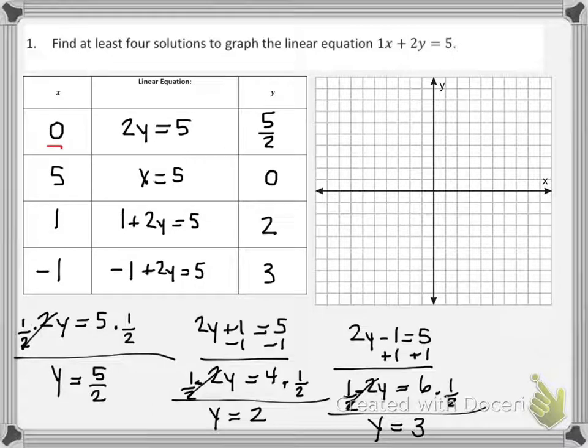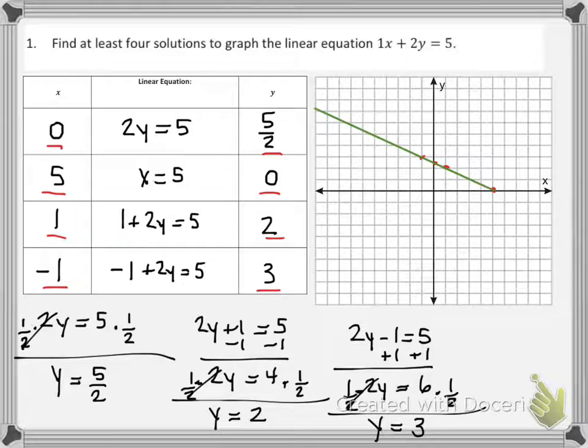Okay, so now we can plot those points, those ordered pairs. 0 to the right, and that's 2.5 up. So 0 right, 2.5 up is going to be right in there. 5 to the right, 0 up is right there. 1 to the right, 2 up is there. And then 1 to the left and 3 up is going to be right there. And you can see that we have a line. So there's the 4 different possible solutions for that linear equation and the resulting line.